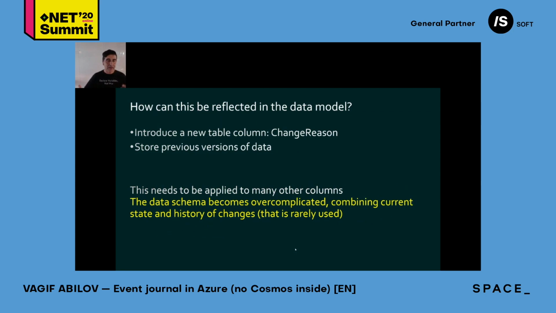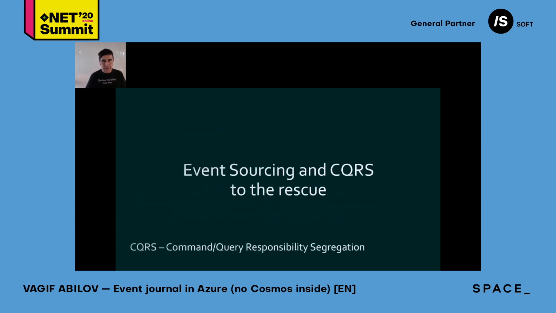It will combine current state, history of changes, and actually history of changes that are rarely used. So there are only special situations where this thing needs to be used, but mostly we still need to use just current state. However, for the sake of such special scenarios, we need to keep it in the database. So isn't there a better way of doing it? And this is actually what event sourcing can help us with.